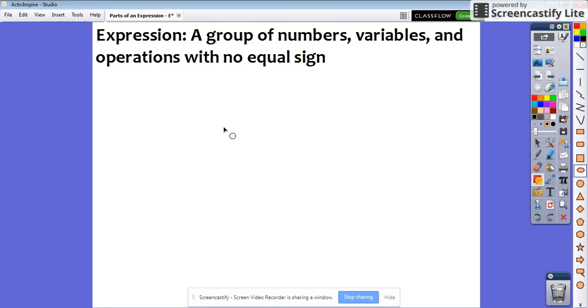So here we go, expression. And you're going to fill this on your definition sheet: a group of numbers, variables, and operations with no equal sign. That's very important. No equal sign.